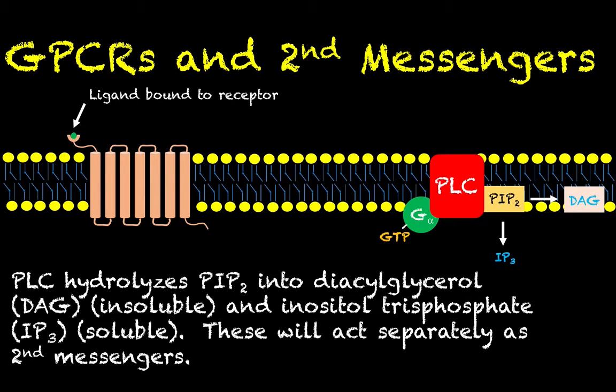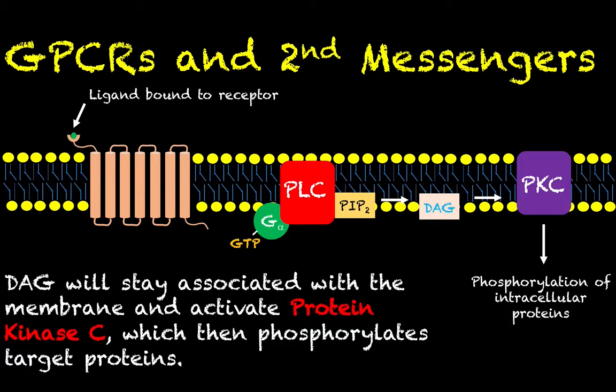So what phospholipase C is going to do is hydrolyze the PIP2 into two different components. Diacylglycerol, or DAG, which is insoluble in water and is therefore going to stay associated with the plasma membrane, which has the hydrophobic inner core, and then inositol trisphosphate, or IP3, which is soluble and will enter into the cytoplasm and act downstream from here. So IP3 and DAG are both going to separately act as second messengers following their release from the PIP2 by phospholipase C.